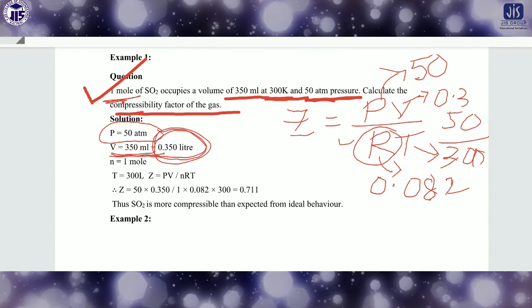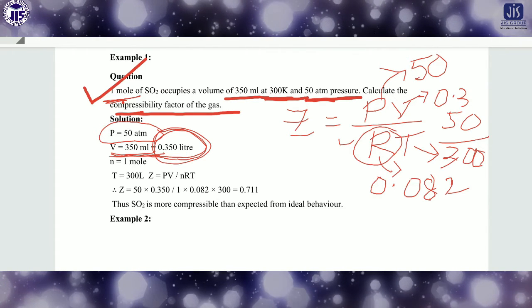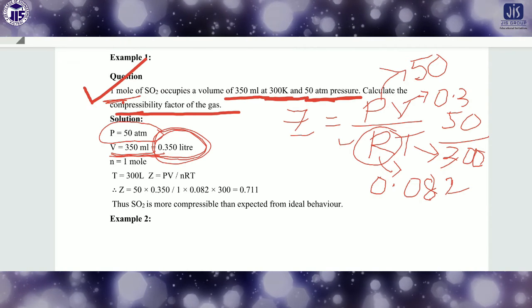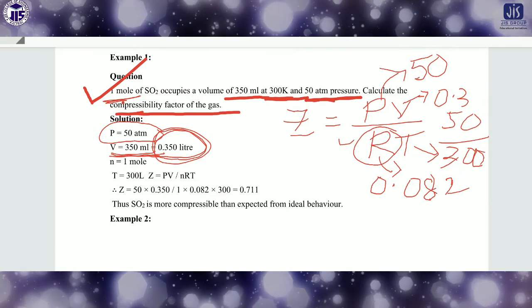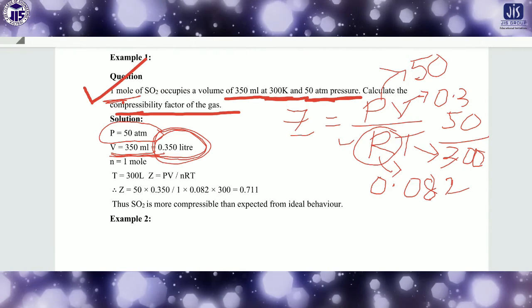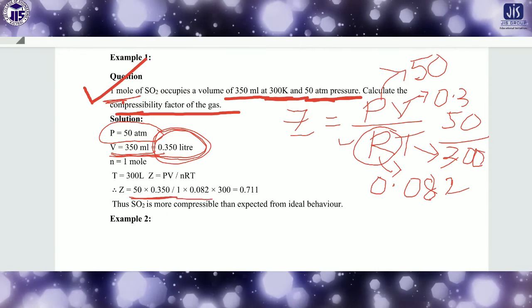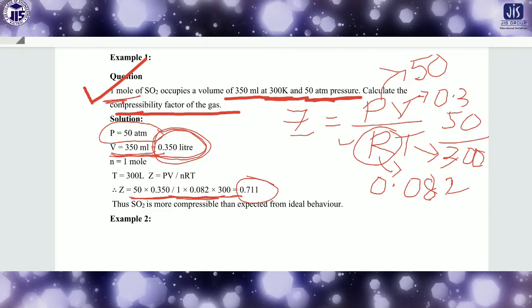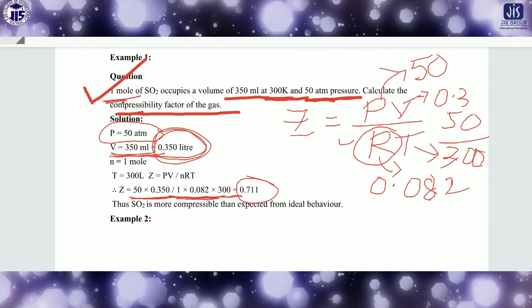So all the values are given here. Now what you have to do is put all these values in the equation Z is equal to PV by RT. So if we put the values, Z equals 50 into 0.350 divided by 1 into 0.182 into 300, so it will finally be 0.711. So we get the value of Z equal to 0.711.